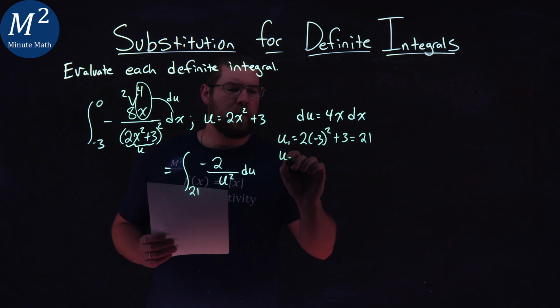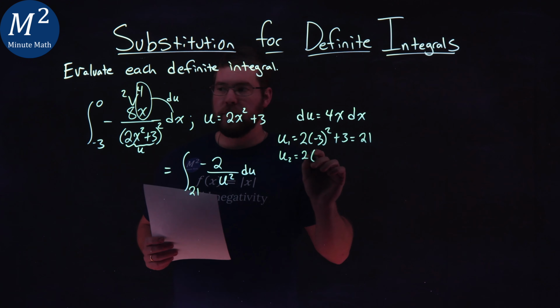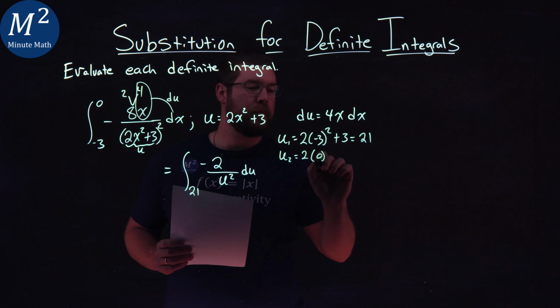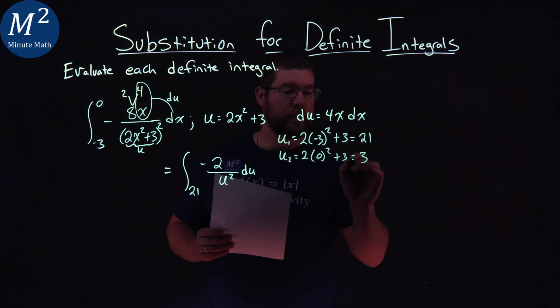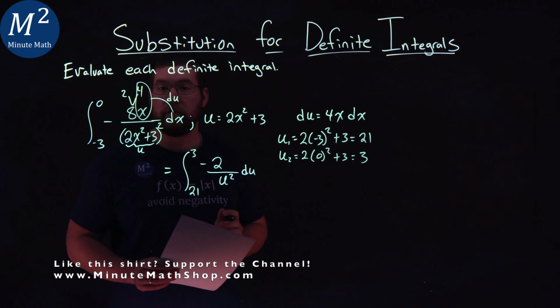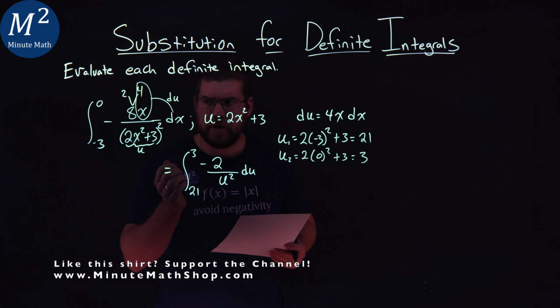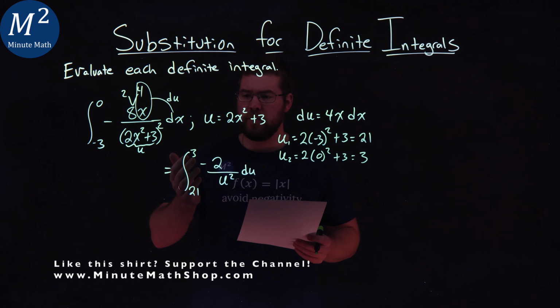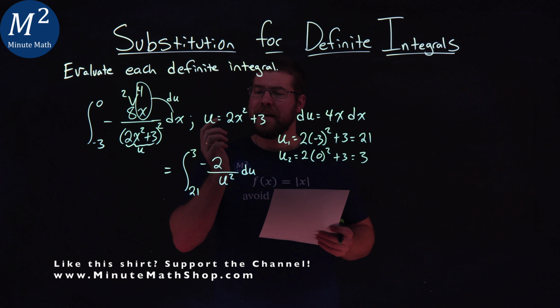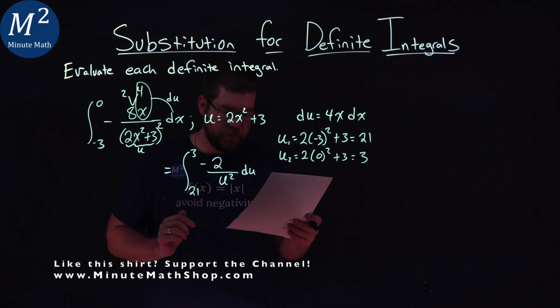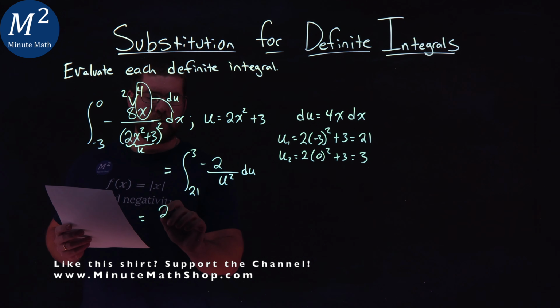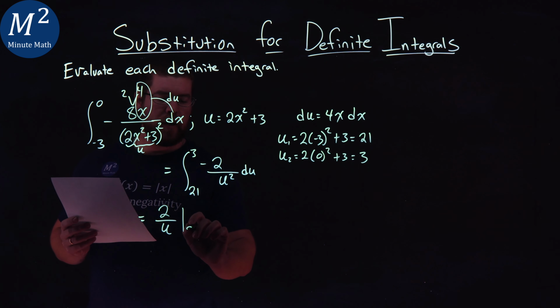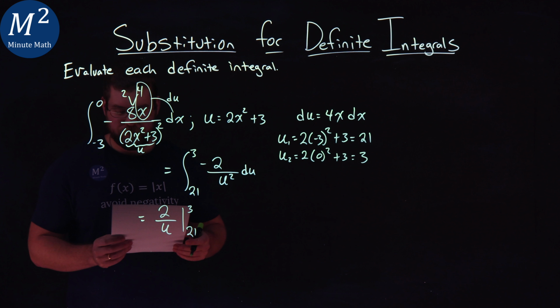Let's do the same thing with the upper bound. 2 times the upper bound being 0 squared plus 3, and that comes out to be a positive 3. So our upper bound here is 3. So now this is a much easier integral to solve, the integral from 21 to 3 of negative 2 over u squared du. This integral, when we integrate it, comes out to be 2 over u, and we're integrating it from 21 to 3, right there.